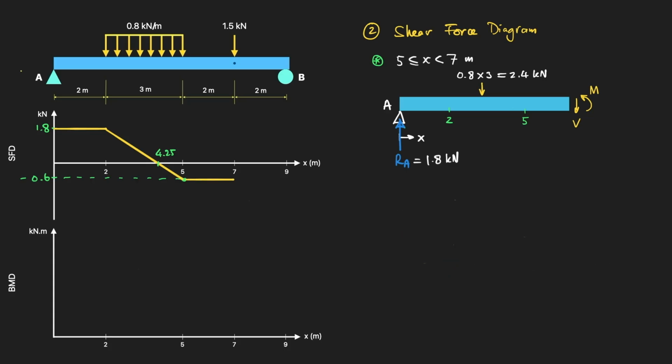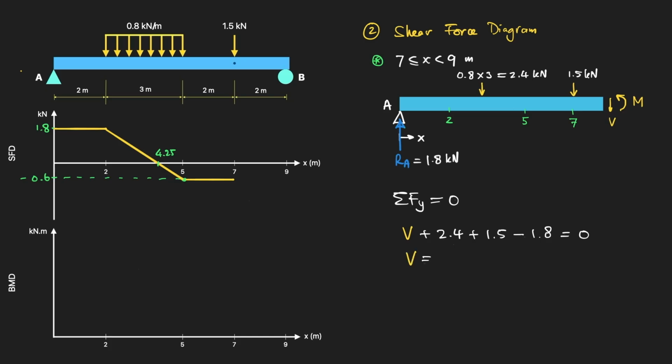For the last segment, past the point load, the free body now carries the 1.5 kilonewton point load. Again, sum of vertical forces equals 0. We have V plus 2.4 from the distributed load, plus 1.5 from the point load, minus 1.8 equals 0. So V equals 1.8 minus 2.4 minus 1.5, equals minus 2.1 kilonewtons. So from 7 to 9 meters, the shear is constant at minus 2.1 kilonewtons.